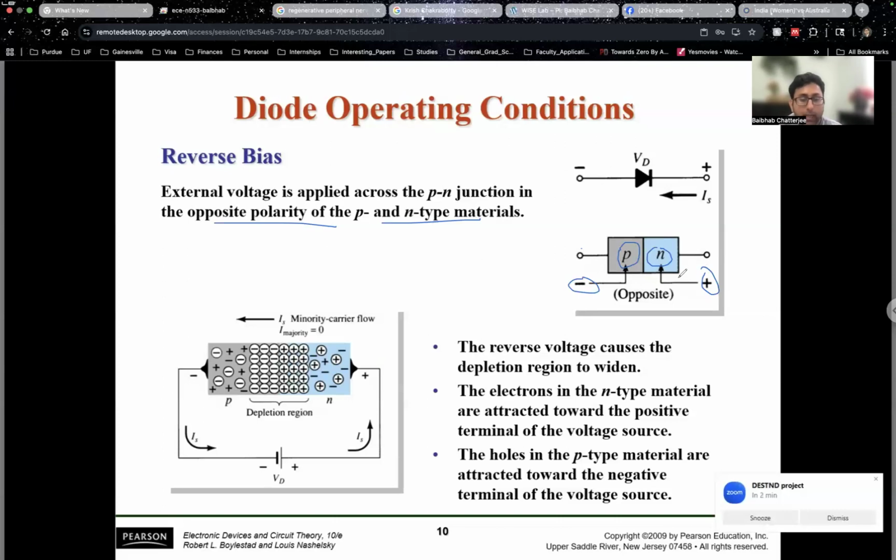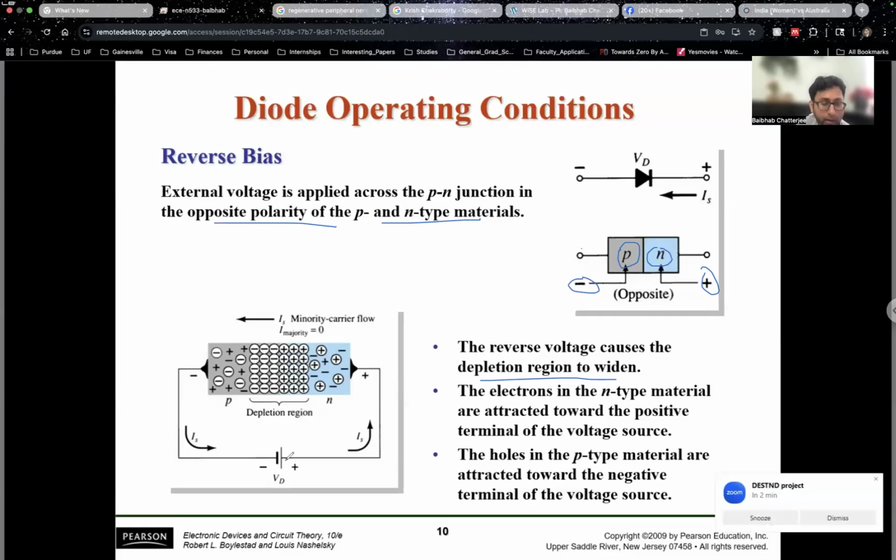we'll call this scenario the reverse bias scenario. So what is happening in this case is the following, as you see on the bottom left. The reverse bias voltage is causing the depletion region to widen. The depletion region will be wider as you are applying the reverse bias voltage. Why is that?